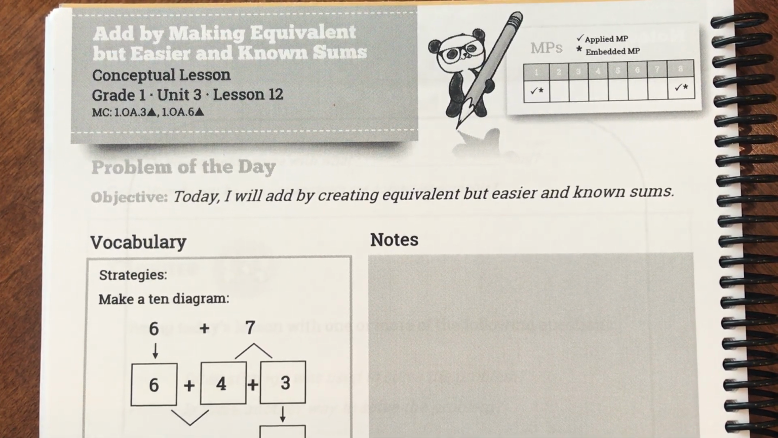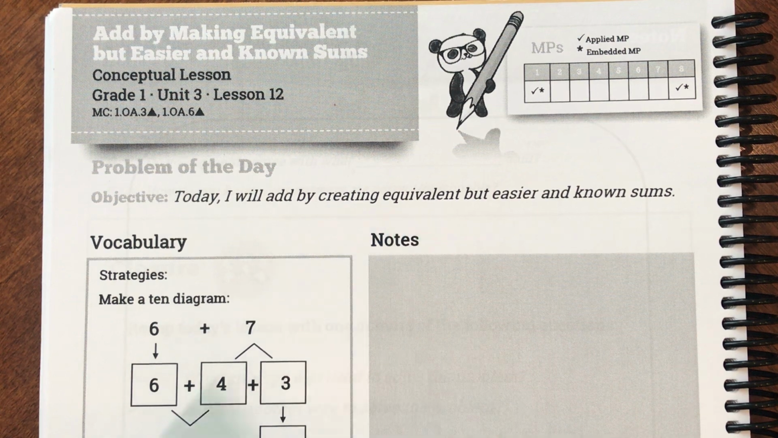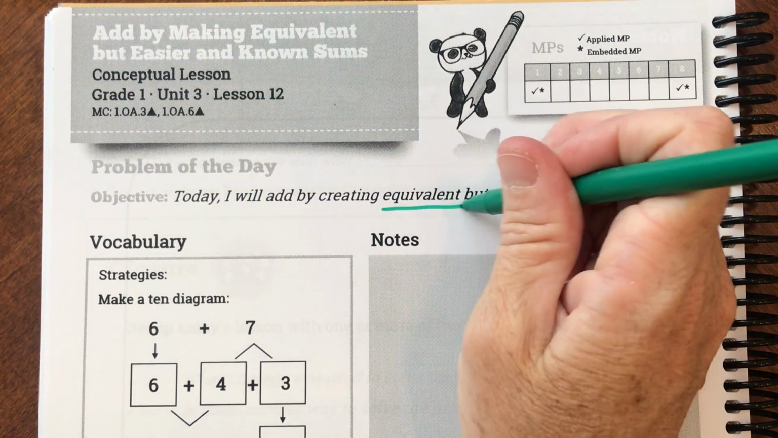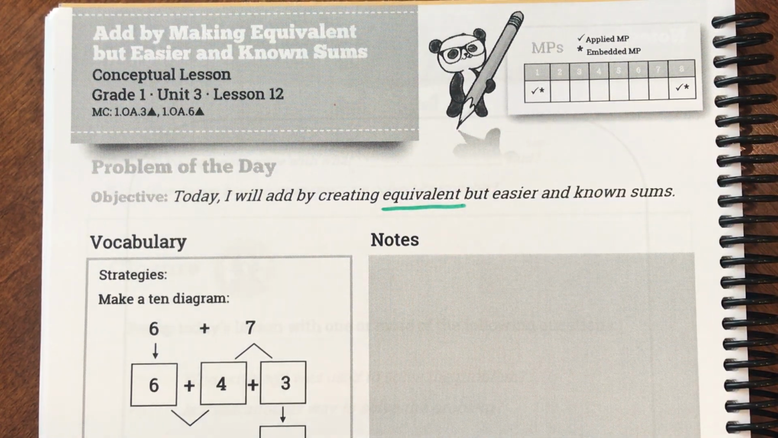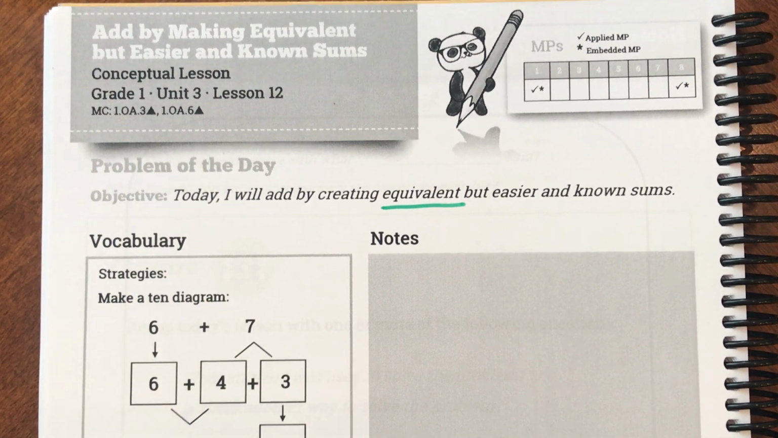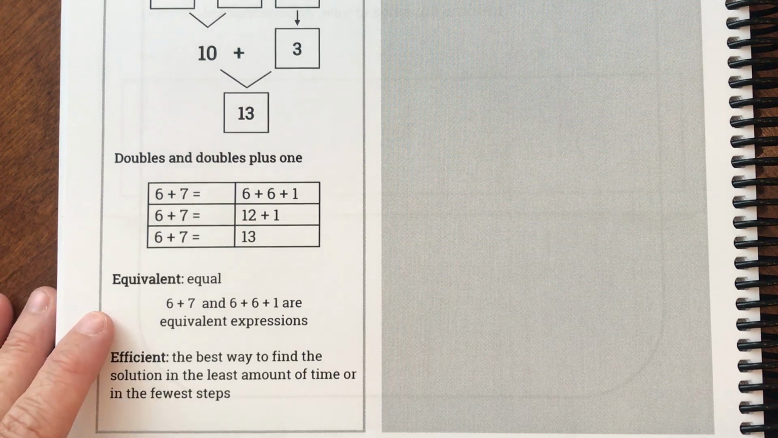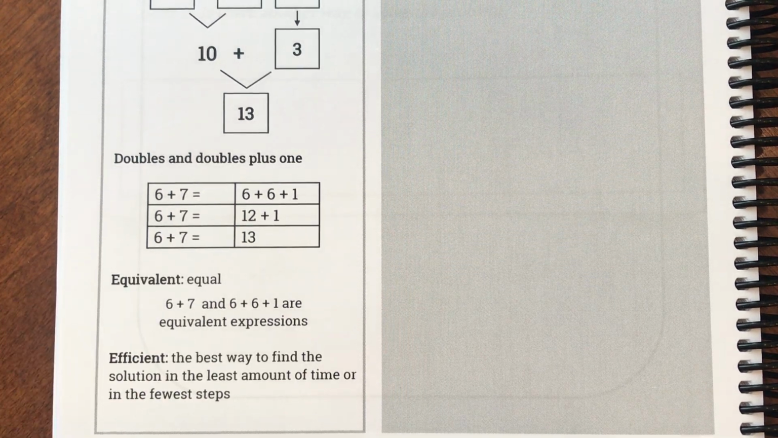Today we are on page 207, and our objective today is, I will add by creating equivalent but easier and known sums. So let's go right away to what the word equivalent means, and then we'll talk about the rest of our vocabulary. So let's skip all the way down to what equivalent means since it's on our objective.